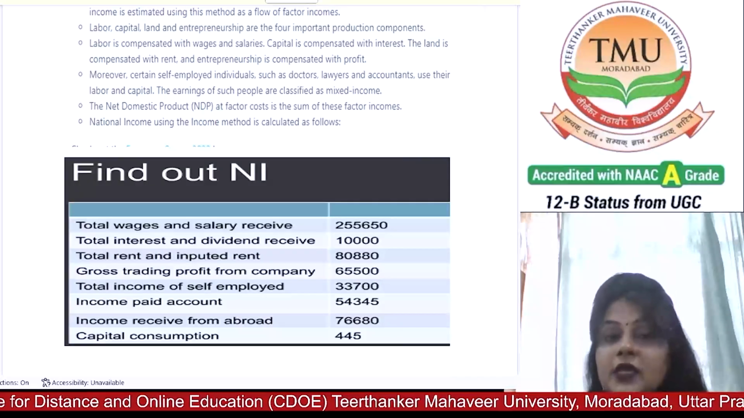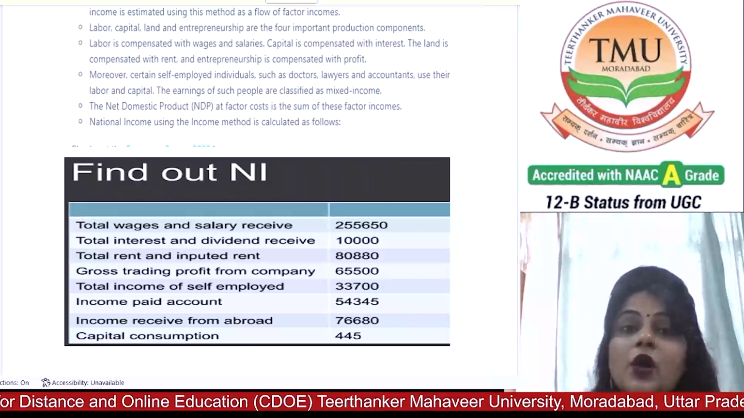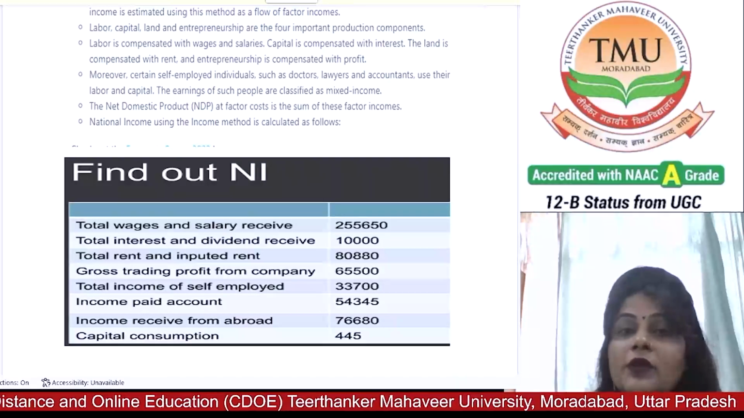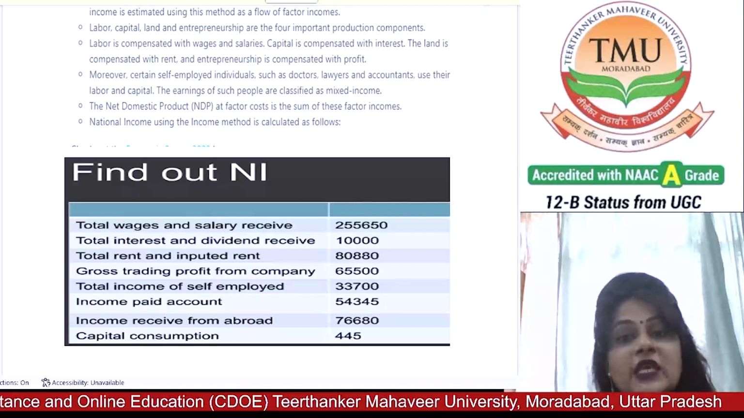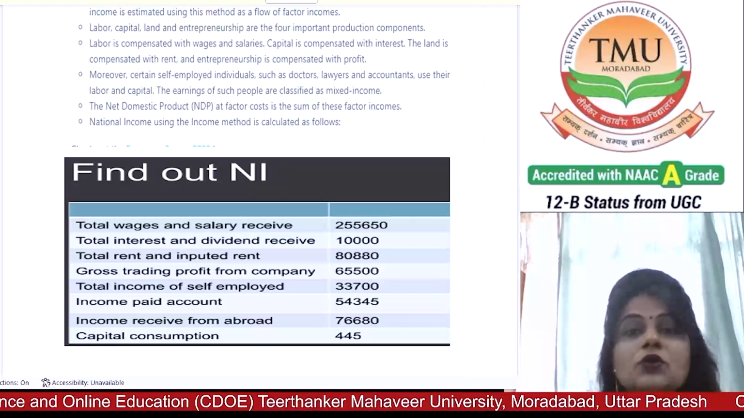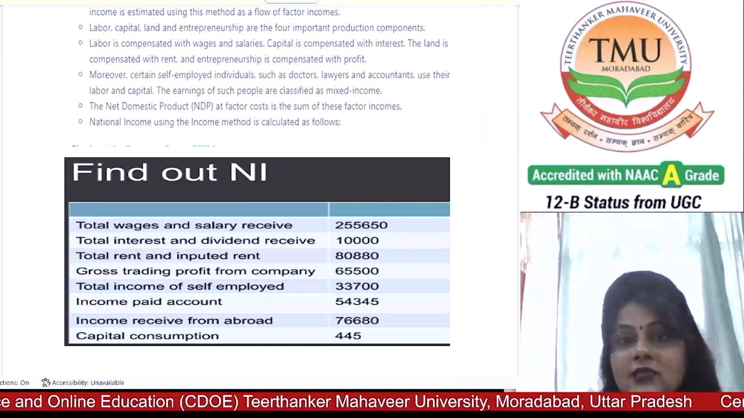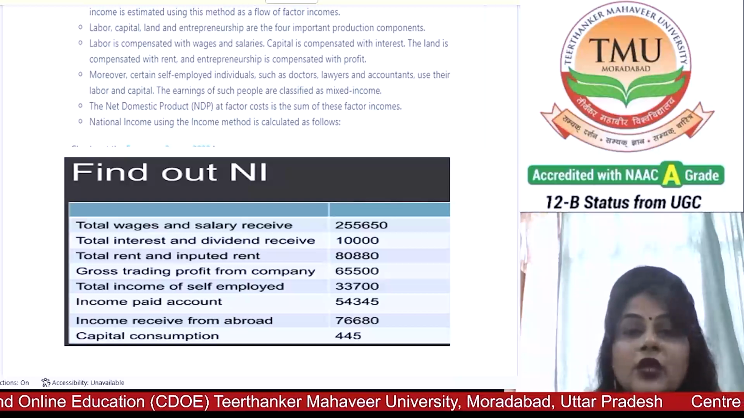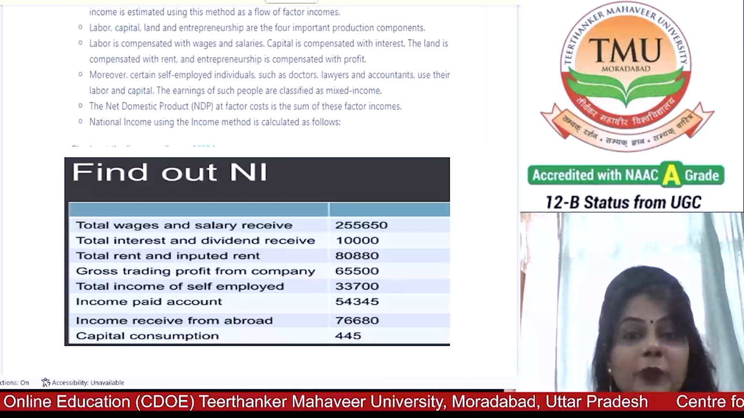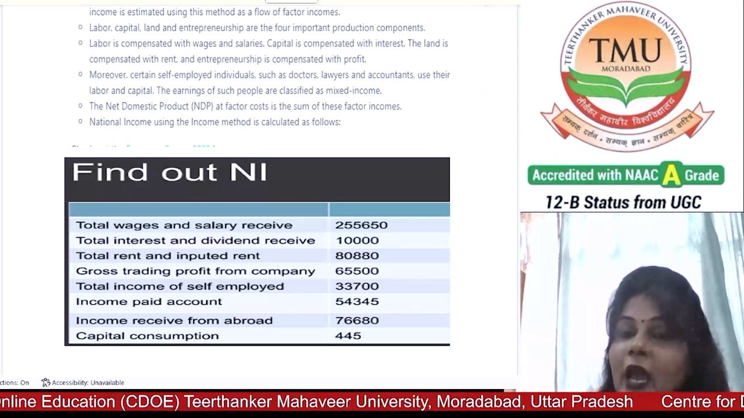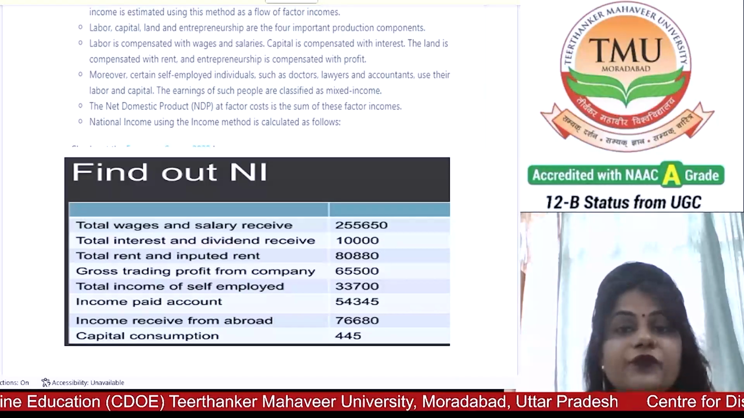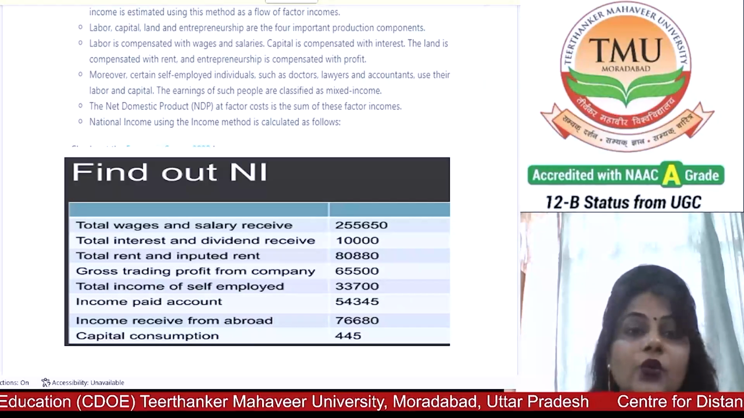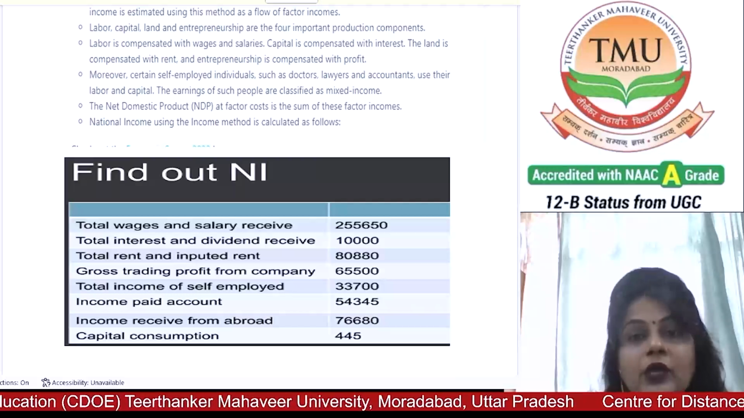Next, income from the sale of second-hand goods will not be included. Income received from the sale of second-hand goods, also known as capital gains, is not calculated in national income as their original sale has already been included at the time of purchase. If these goods are calculated again, it will lead to the problem of double counting.